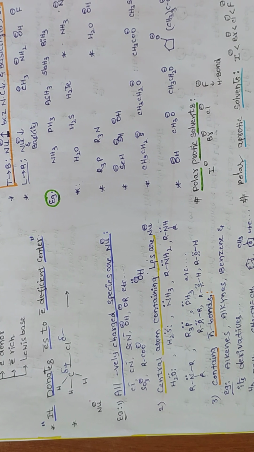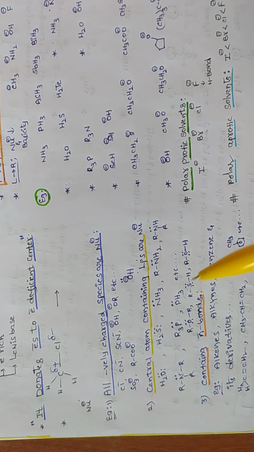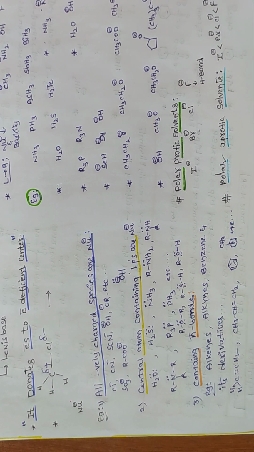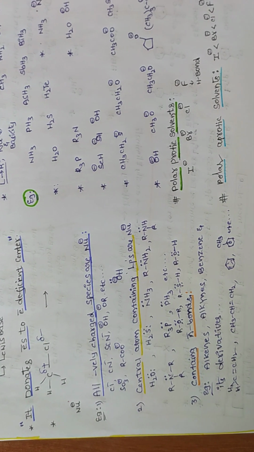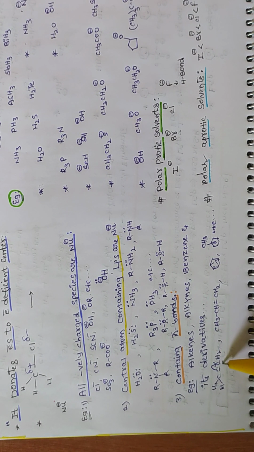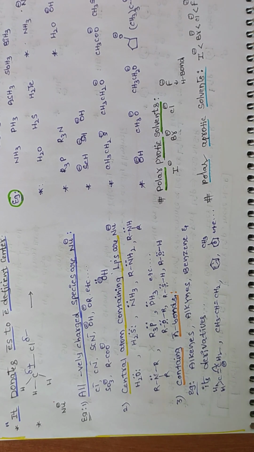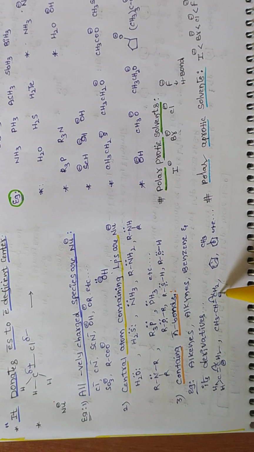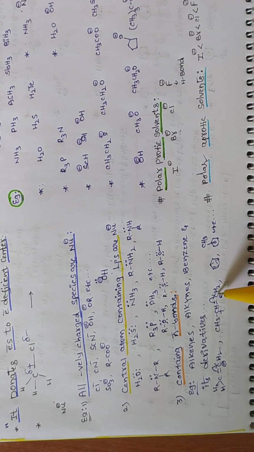Next, the compounds which contain pi bonds also act as nucleophiles: alkenes, alkynes, benzene and benzene derivatives. When we take the ethylene molecule, it contains a pi bond. This is the propene molecule containing a pi bond. This is the benzene molecule containing a pi bond. This is the toluene molecule containing a pi bond. How can it donate the electrons? These electrons will shift, and here it has the negative charge, no? So it is called a nucleophile. Same way, these electrons will shift and a negative charge is there, so it acts as a nucleophilic center.